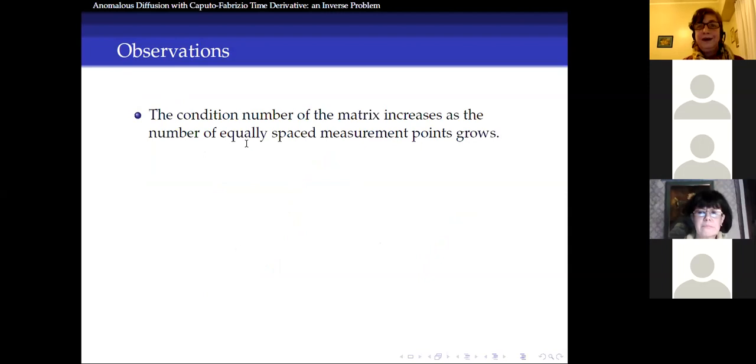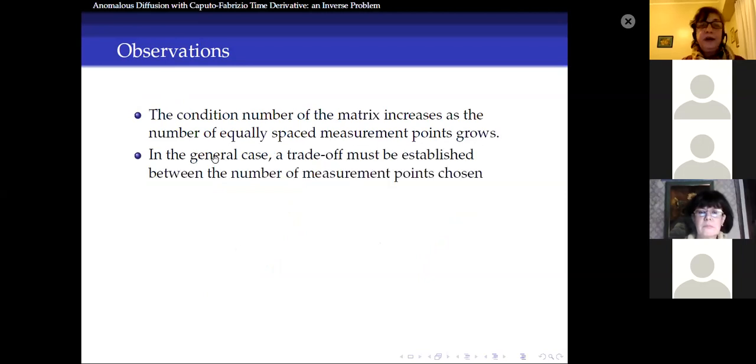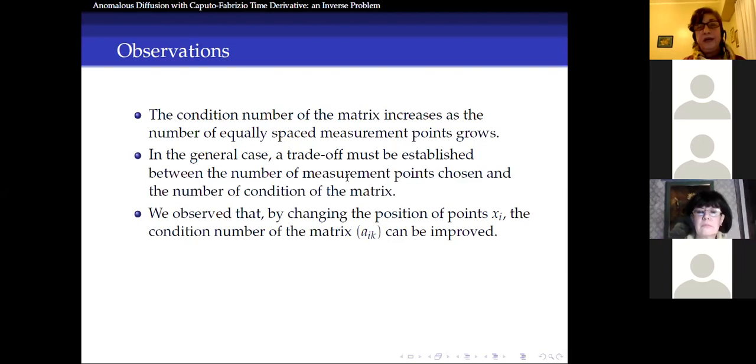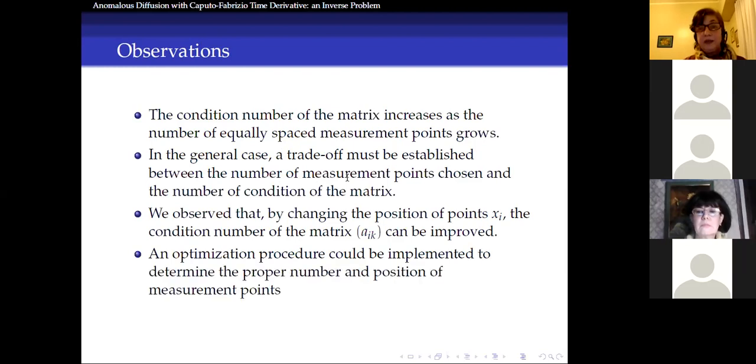Sorry. Well, as the number of measurement points grows, the condition number of the matrix increases. So in the general case, we need a trade-off between the number of measurements and the condition number of the matrix. We observe that by changing the position of the points, the condition number of the matrix can be improved. An optimization procedure could be implemented to determine the proper number and position of measurement points so that the solution is better.